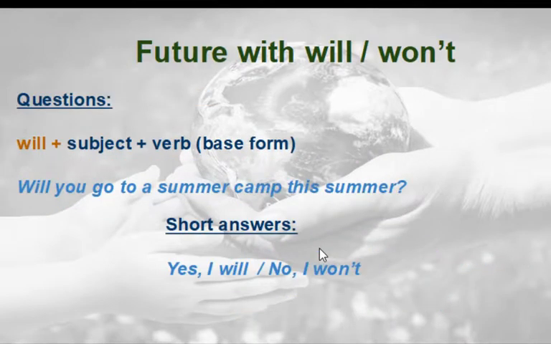So now, if we have to make a question, as with any other verb tense, we start with the auxiliary, in this case will, then the subject, and then the main verb, in this case in its base form. The example: Will you go to a summer camp this summer? And then we can answer with a short answer that will be: yes, I will, or no, I won't.